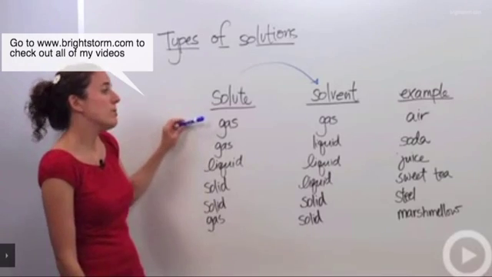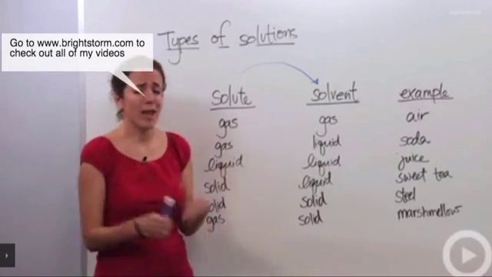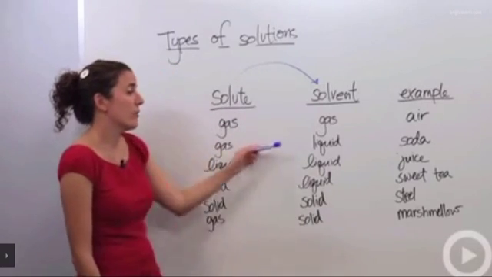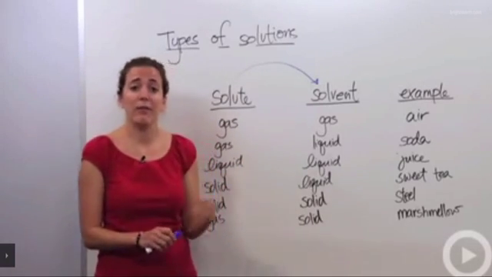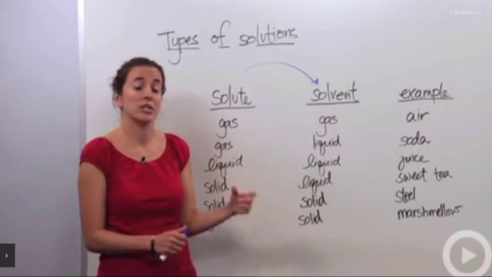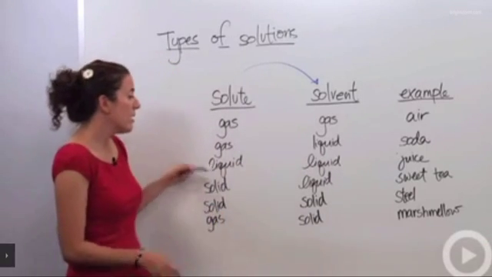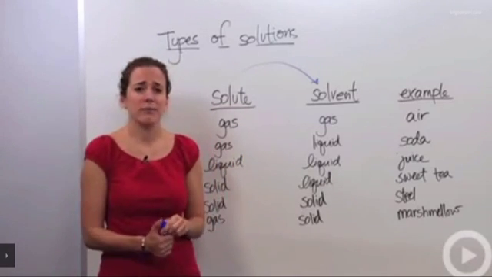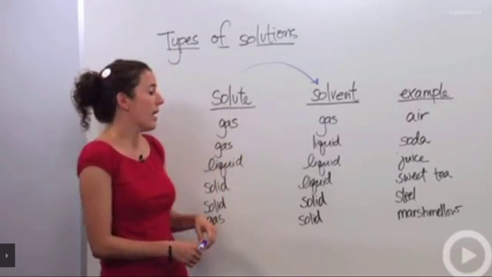One being gas dissolved in gas. And think about the air we breathe. It's a mixture of gases. Gas dissolved in liquid, and soda is a great example of that. The carbon dioxide bubbles are actually gas dissolved in the liquid of the soda. Then we have liquid dissolved in liquid. Juice is a good example of that, some fresh squeezed juice or something along those lines.